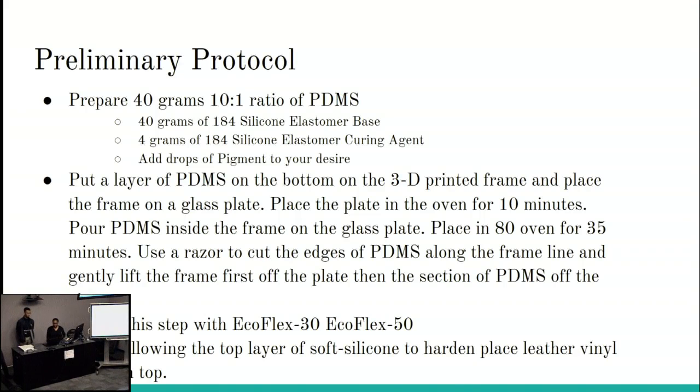This is our protocol on how we're going to make the different layers of skin. So first we're going to prepare 40 grams of PDMS. We're going to start with the stick. We're going to put it in an 80 degrees oven for 35 minutes. We're going to use a razor to cut out the PDMS and repeat the step for EcoFlex 30 and EcoFlex 50. Before the last layer dries, we're going to put a leather vinyl, like a piece of fabric, to mimic the skin on top.